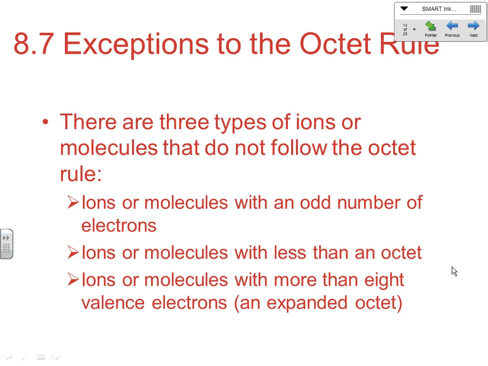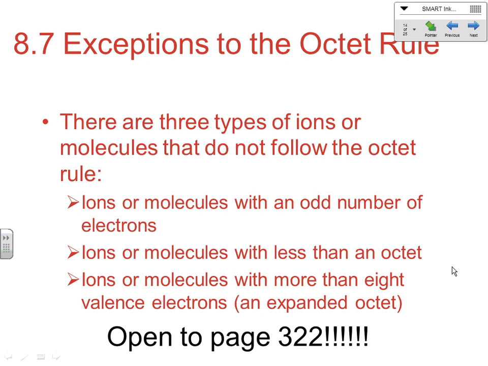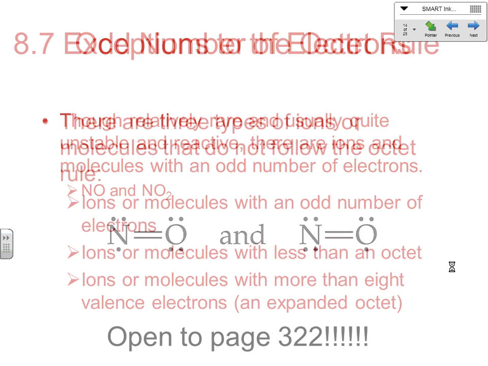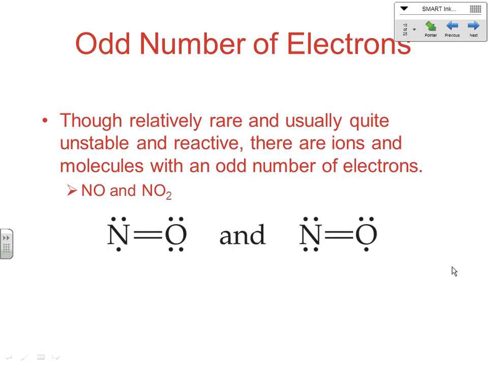And one of the things that's helpful with this is if you've got your book open, because they've got nice pictures to refer back to. So one of the things that's often useful is being on page 322 and 323, where you see these different exceptions to the octet rule. So that way, if you're not sure about something that I'm talking about, you've got a quick reference to look at. Now, the first one we're going to look at here is a relatively small group. So between the exceptions, this is the least important. This is something that is less likely to be on one of my tests or on the AP test because it's relatively rare and usually quite unstable and reactive.